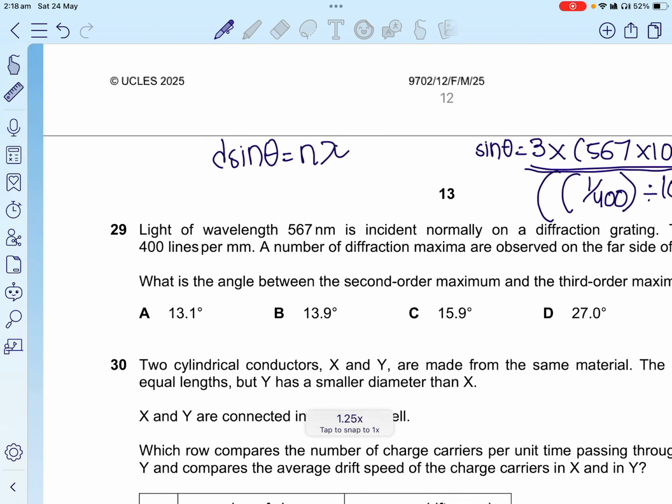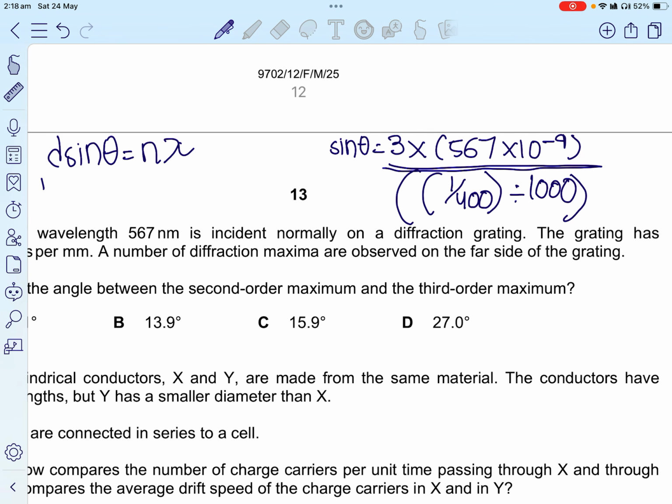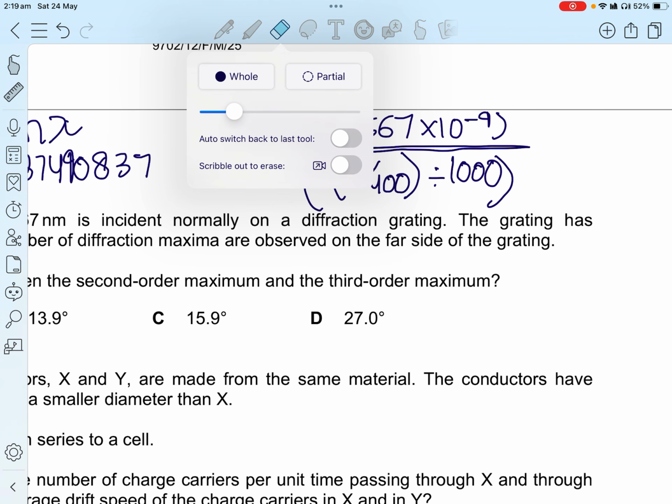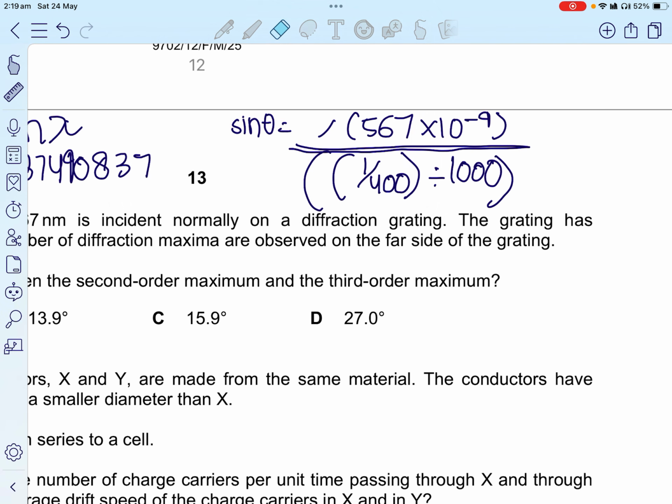Okay, so that gives me the first angle when n is 3. The angle is 42.874083874. Now for the other one, I simply have to change the value of n to 2. N will be 2, and I get the angle.